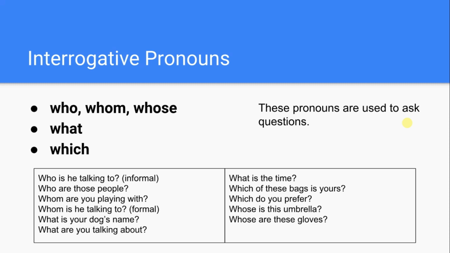What is your dog's name? What are you talking about? What is the time? Which of these bags is yours? Which do you prefer? Whose is this umbrella? So in all these examples you see that interrogative pronouns have been used and there's a question mark at the end, which means they all are questions. So we use them very frequently.